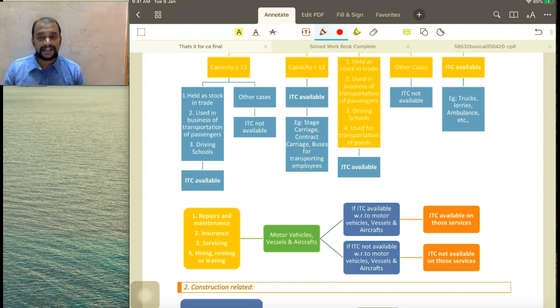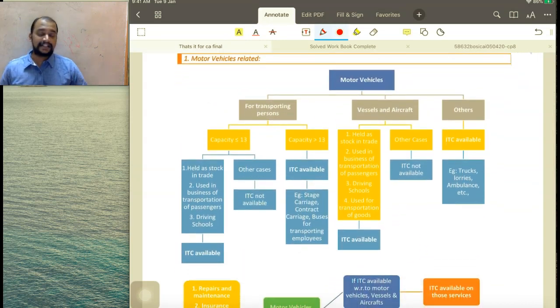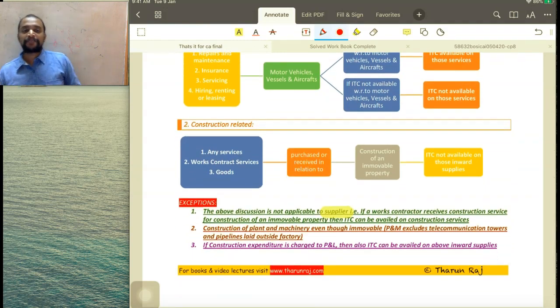So for these four services, we need to first check, is it in relation to a motor vehicle? Yes, it is in relation to a motor vehicle. Whether that motor vehicle is eligible for ITC? Yes, that motor vehicle is eligible for ITC. Then with respect to these four services also they can take ITC. Whether that motor vehicle is eligible for ITC? No, then for these four services, ITC is not available. So this is with respect to the first one, that is motor vehicles related. Then second, construction related. What is that?